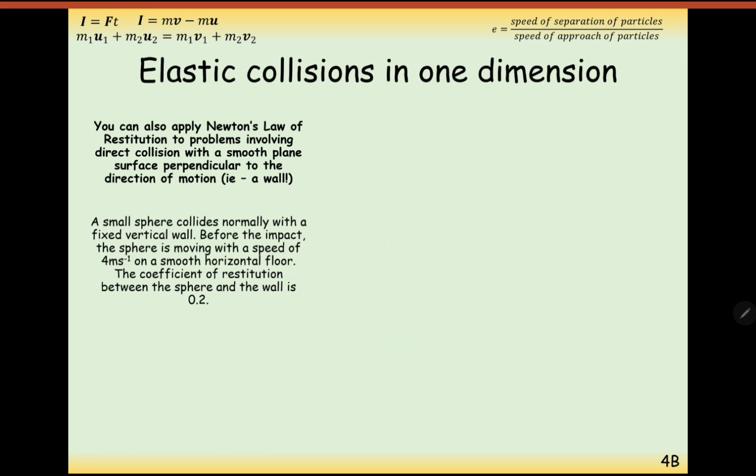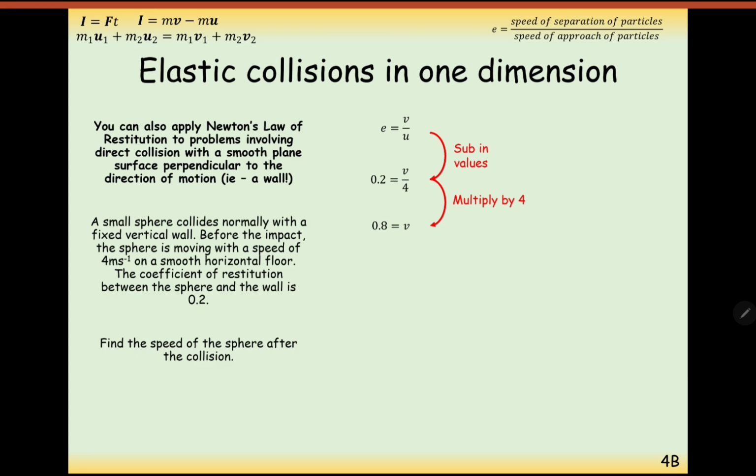A small sphere collides normally with a fixed vertical wall. Before the impact, the sphere is moving with a speed of 4 meters per second on the smooth horizontal floor. The coefficient of restitution between the sphere and the wall is 0.2. So find the speed of the sphere after the collision. So substituting the values, 0.2 is the value of E. We approach the wall with a speed of 4. So multiplying the 4 to the other side, we get V is 0.8.